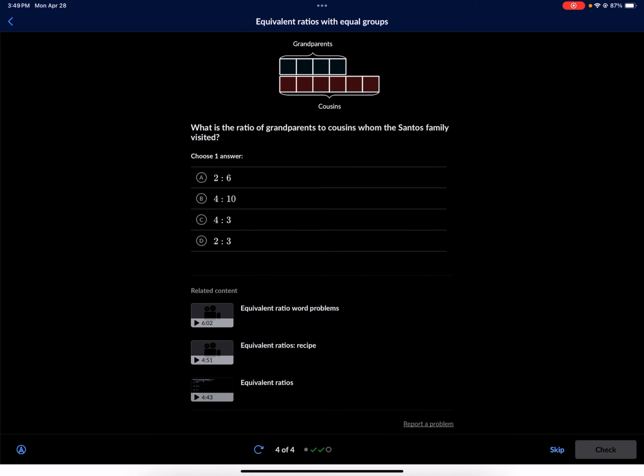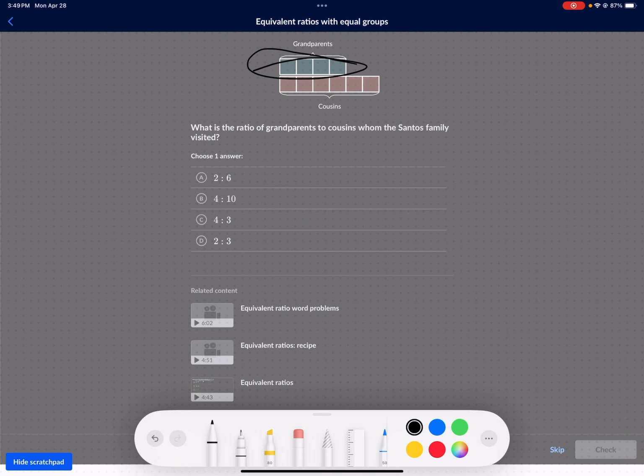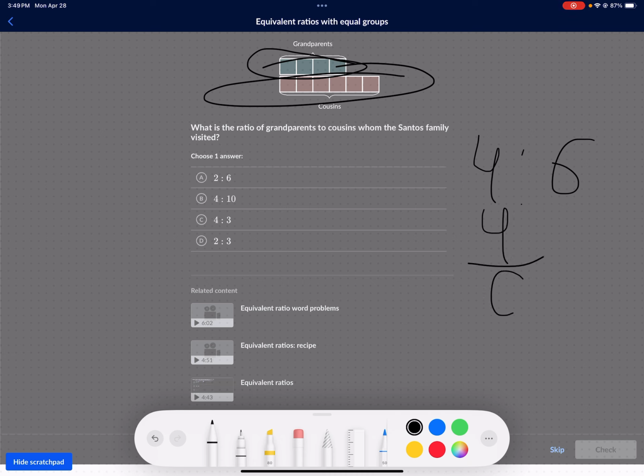What is the ratio of grandparents to cousins whom the Santos family visited? So let's see what we got here. We got this many grandparents and this many cousins. What's our ratio? 4, 6. Because look, we have 4 grandparents and 6 cousins. Now, is that simplified? Nope, not quite.